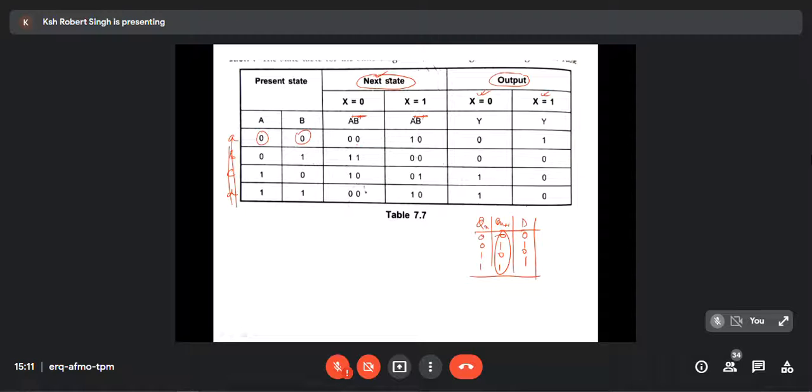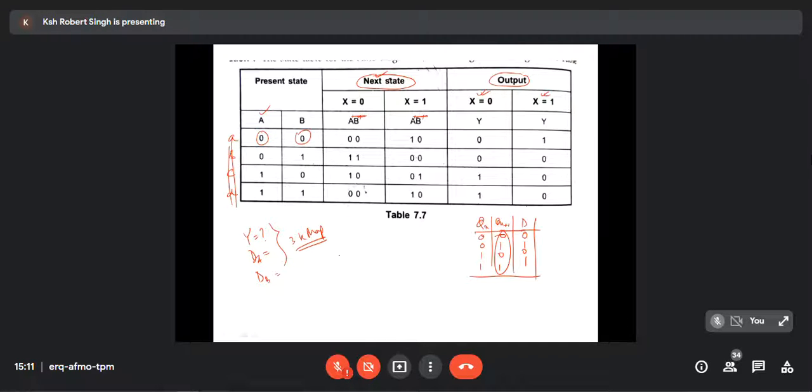So two D flip-flops will be used for 2 bits. So two D flip-flops are required, DA, DB like that. And one output is required, Y. I need to find the expression for Y equal to what? I need to find the expression for DA for the bit A. I need to find the expression for DB. So I need to draw 3 K-maps.